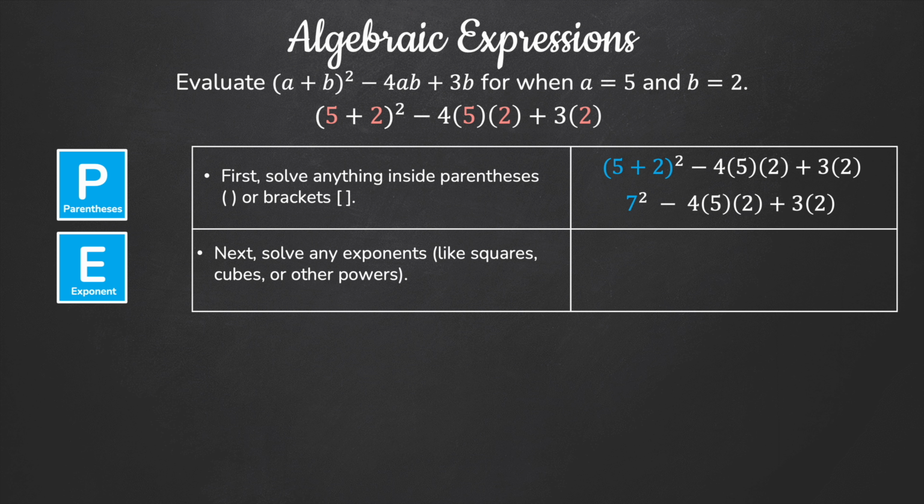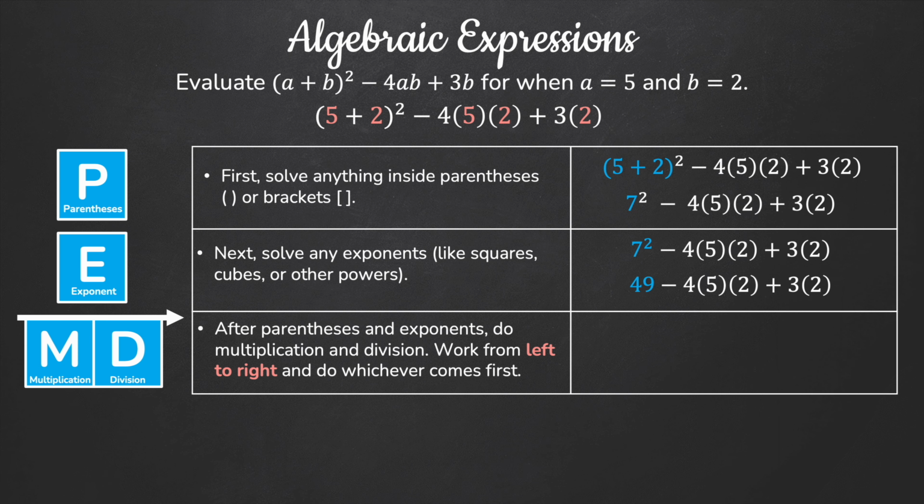Next, we're going to look for any exponents. And we have 7 squared, which is the same thing as 7 times 7, which equals 49. So now we have 49 minus 4 times 5 times 2 plus 3 times 2. Next, we're going to look for any multiplication or division, and we're going to do whichever one comes first from left to right. So in this case, we only have multiplication. We have 4 times 5 times 2, which is equal to 40. And then we have 3 times 2, which is equal to 6.